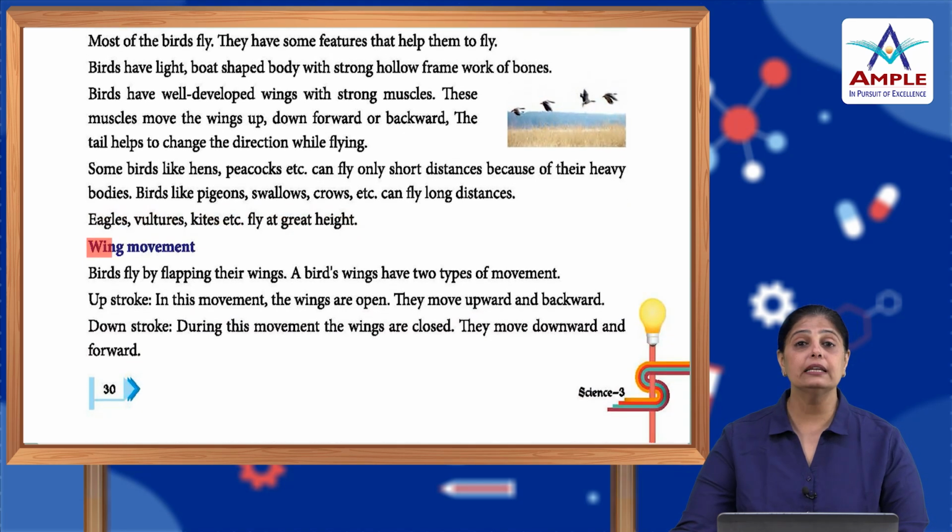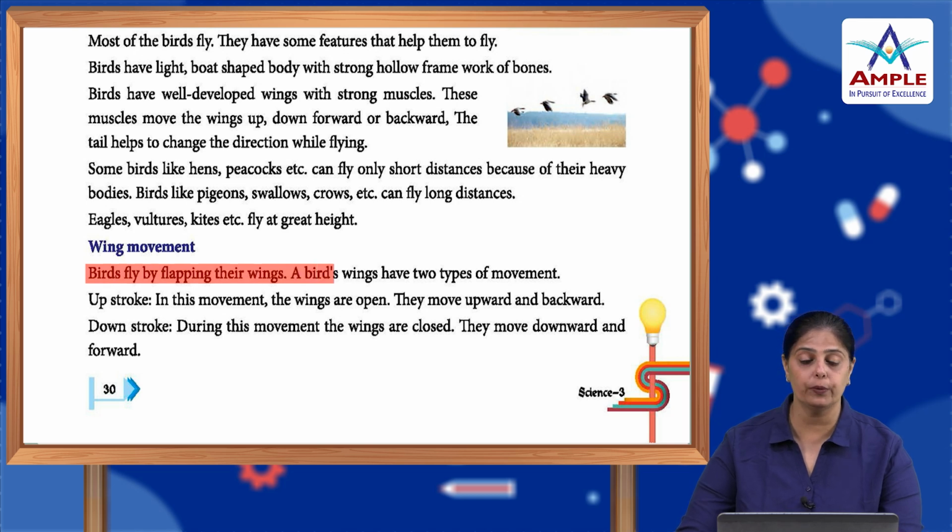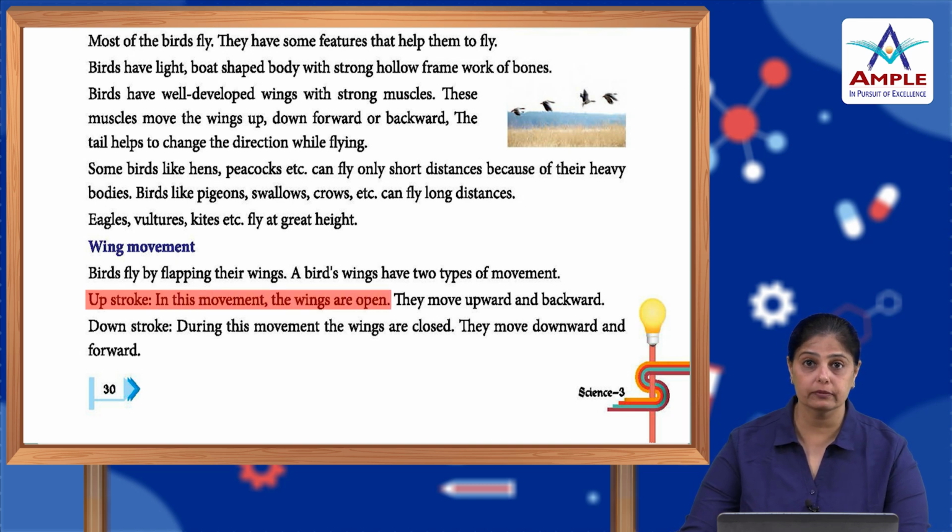All right, now let's talk about the movement of the wings. Birds fly by flapping their wings, they flap the wings. A bird's wings have two types of movement. Upstroke, in this movement the wings are open. When it's an upstroke, the wings are open. They move upward and backward.